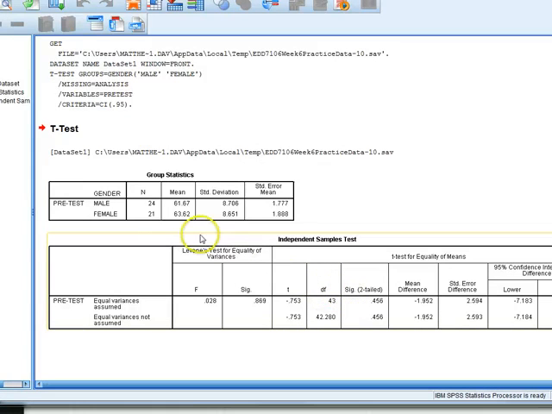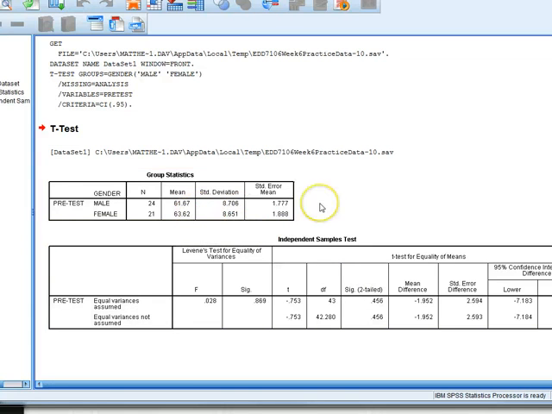Now when we run this, you'll notice the females do have a slightly higher mean than the males, 63.62 over 61.67. But the key is we want to look at that significance and see if it's below the 0.05 level, see if it's actually significant. And if we look here, we see 0.456. So this is actually not statistically significant. In other words, there's not a significant difference between males and females.